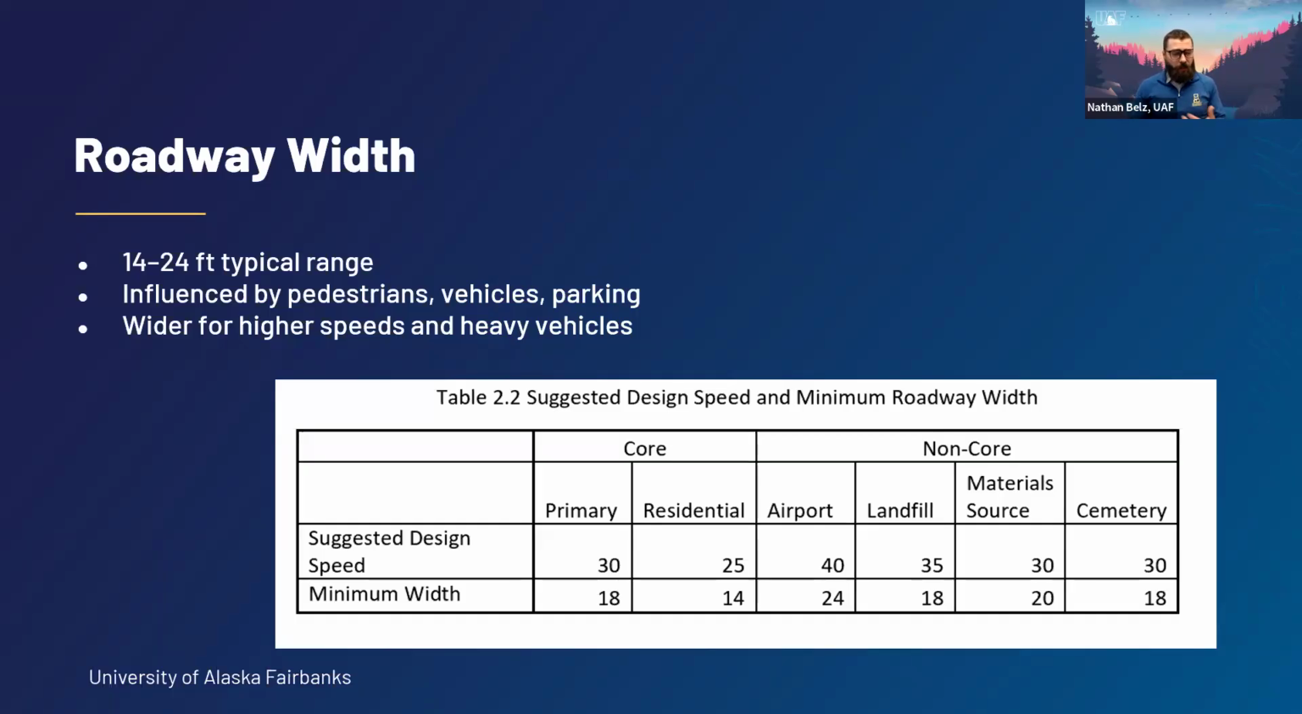If it's a two-way operation, so you have vehicles coming in opposing directions, you would want to ensure that there's enough space for passing, and then also providing extra width on curves. But like I said, in general, you're looking at a little bit wider on the higher design speed, so up to 24 feet on the non-core roads, and then 14 to 18 feet within the core roads.